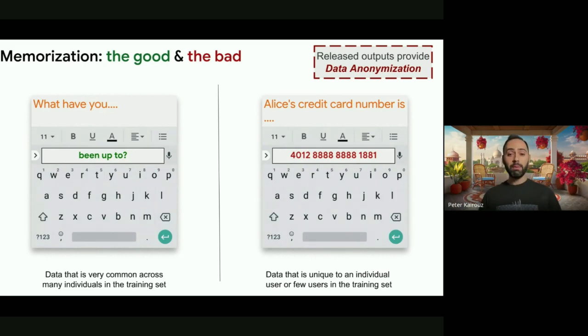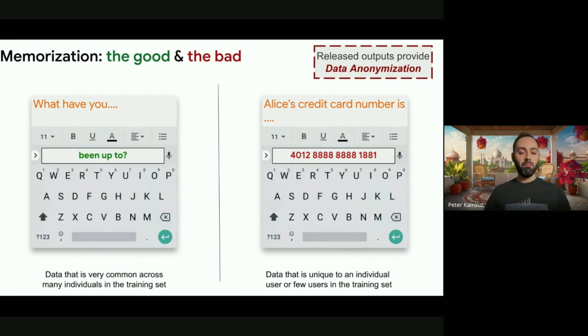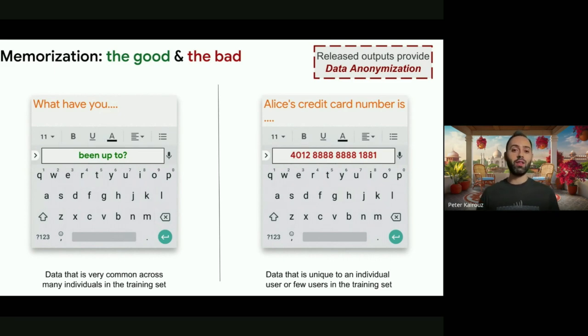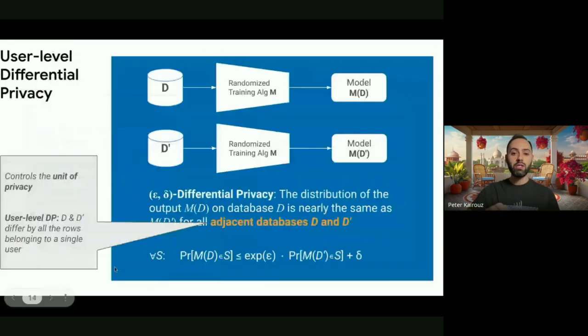And that is because Alice's credit card number is only a number that Alice owns, but no other user in the data set should own or have. And if it happens to be the case, only very few users would have it. So we don't want the model to actually memorize those kinds of sequences. So that's the intuition. We want to prevent the memorization on the right-hand side. We want to allow for the memorization on the left-hand side. So how do we do it?